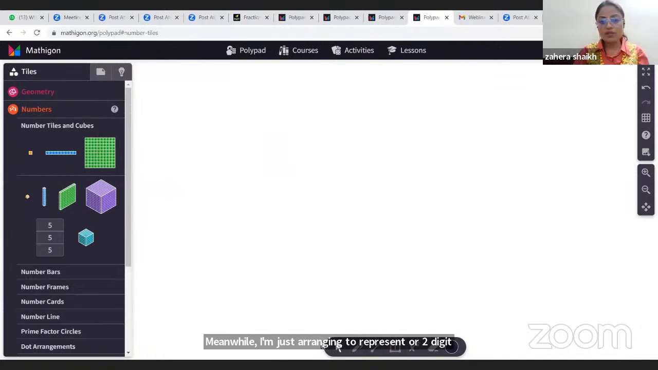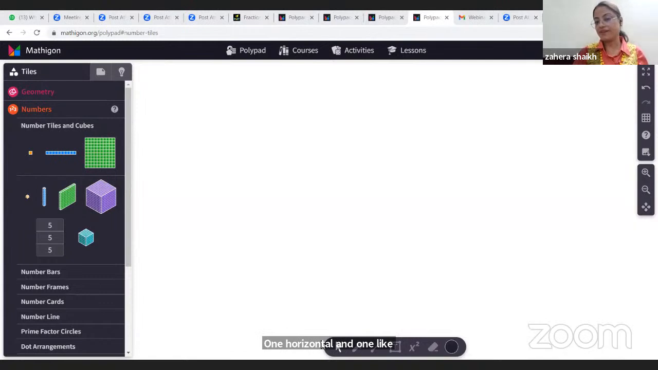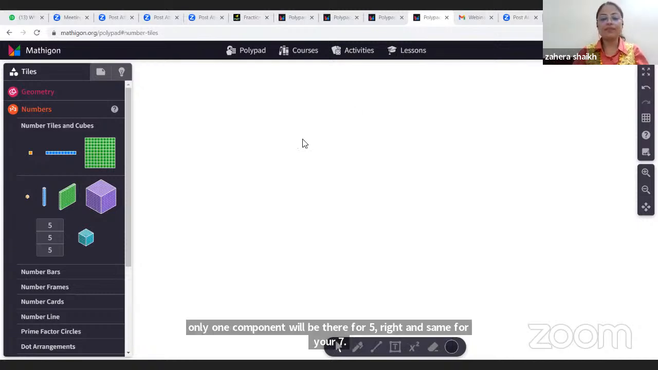Let me check the chat box. Yeah, 2 rectangles of 5. It means I can make only one group of 5 or 5 groups of 1. I cannot make any other rectangle, right? So 2 rectangles can be made, one horizontal and one vertical, but there should be no other combination. Only one combination will be there for 5, and the same for 7 also, right? Yes. Okay.